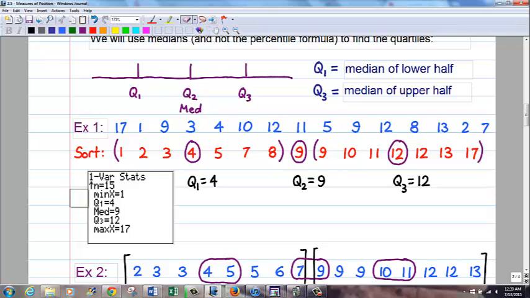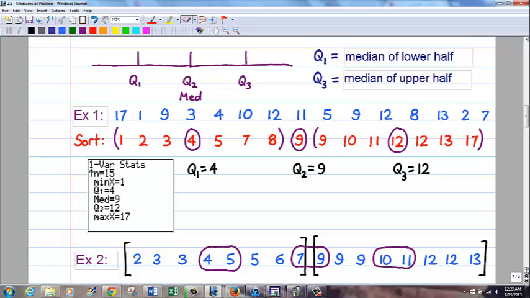So you see that the calculator shows Q1. It doesn't show Q2. It shows median, but that is Q2. So 4, 9, 12. And in fact, this whole output, we'll see that coming up shortly, is called the 5-number summary, where it shows the minimum value, Q1, Q2, Q3, and the maximum value. That's going to be used for a certain type of plot graph we're going to see shortly.